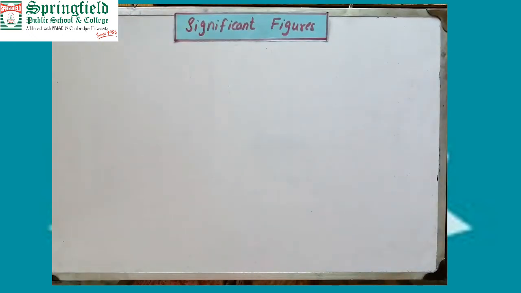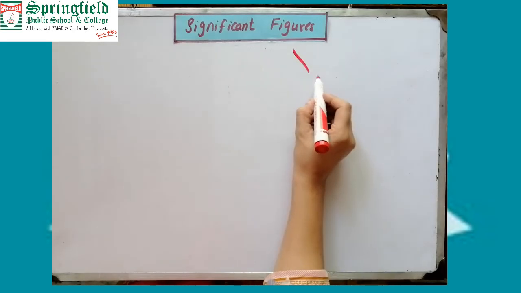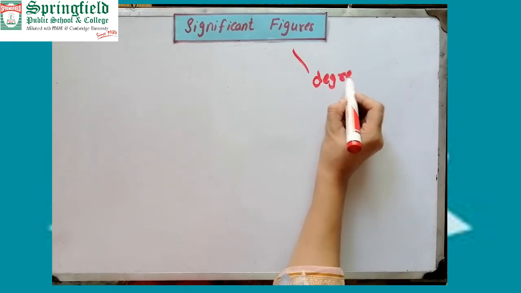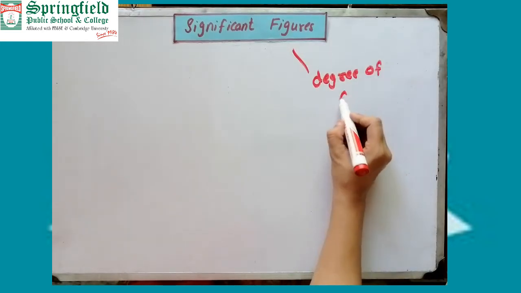Okay beta, the definition of significant figures: they are used to reflect the degree of accuracy. A number is more accurate when it is given to a greater number of significant figures. Fine. This is the definition of significant figures, meaning significant figures are used to reflect the degree of accuracy.